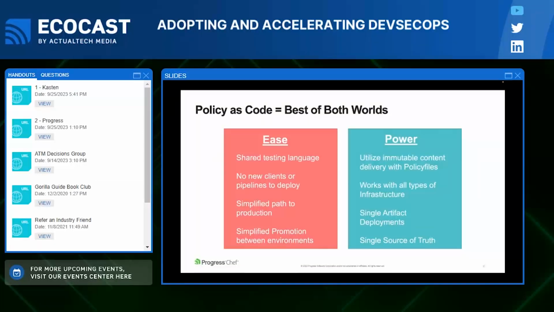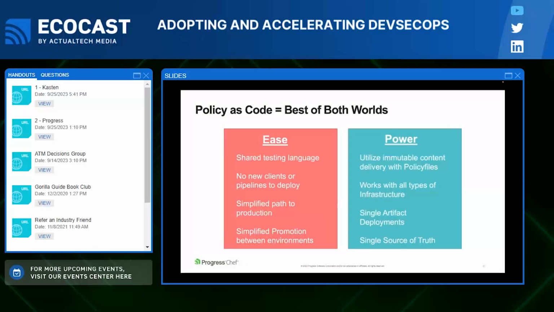It's all just there. There's no clients or pipelines that you have to apply or add on additionally to what you're already using. So if you are a DevOps organization already and you have a CI/CD pipeline that you're running, you don't need to replace it. Our goal is always to slot into whatever that process is currently in as quick and easy a manner as possible. And on top of that, this really simplifies that path to production and the promotional changes between environments.